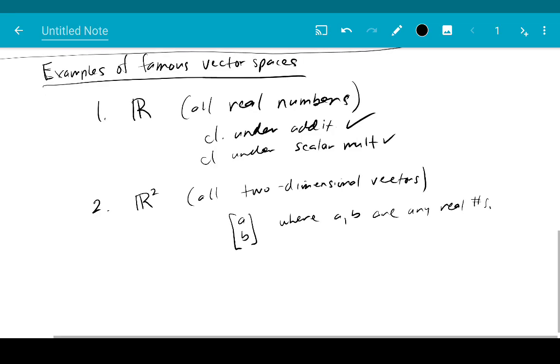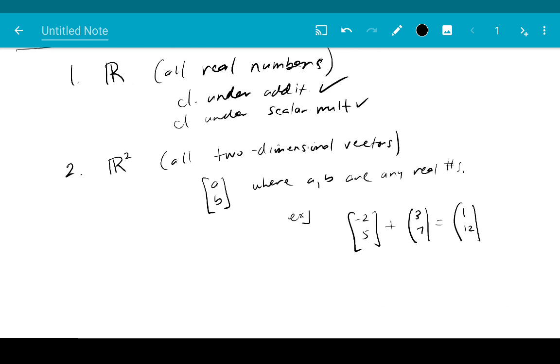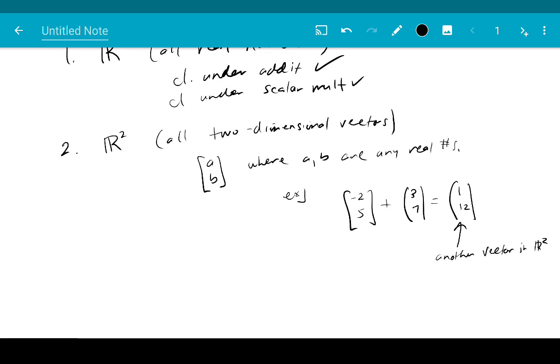And if I multiply, just a few examples, right? If I take any two-dimensional vector, like -2, 5, and just add it to anything else, I'll just make some up, like 3, 7. Well, if I add those up, what do I get? Negative 2 plus 3 is 1, and 5 plus 7 is 12. No matter what two you have, the result is just another vector of 2 dimensions. There's no way you can add yourself out of the set. So it's closed under addition.